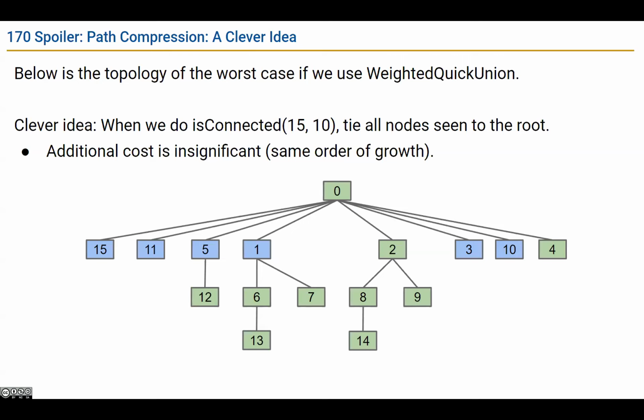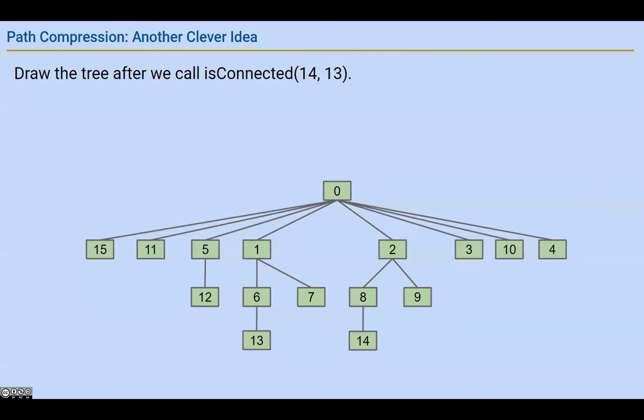So if I do this every time I climb the tree, I get this idea called path compression. Every time you climb the tree, anything that you see along the way to the root, you should tie directly to the root to save yourself some time later.